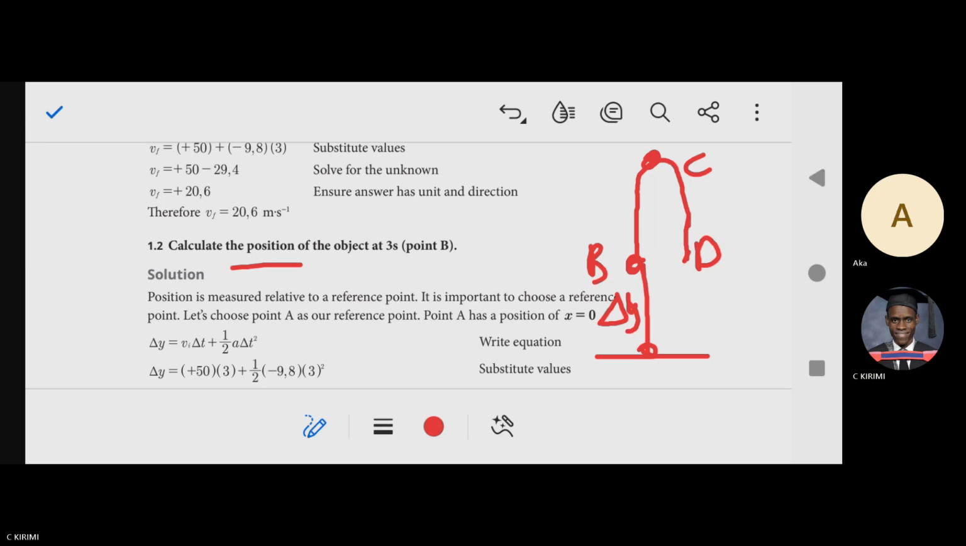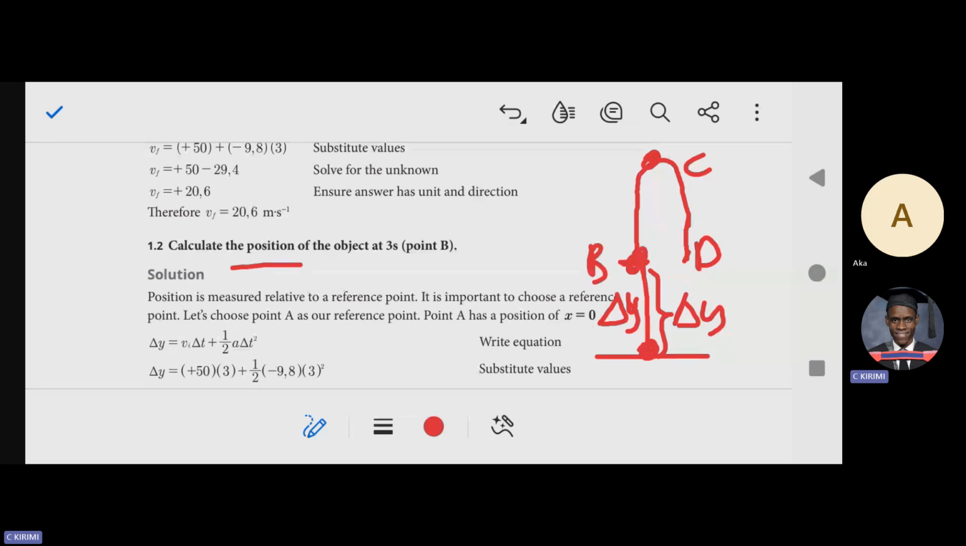Can you see that this distance going from the point of reference up to here is our change in y? How many meters is this? Just from here to there, it took 3 seconds. So that is the change in y. Any questions? No. So whenever they say calculate the position, it means its position at this point, at B.